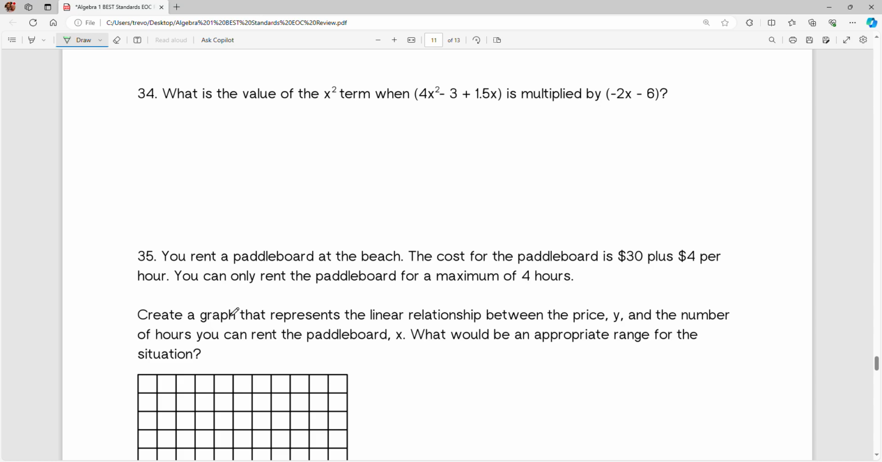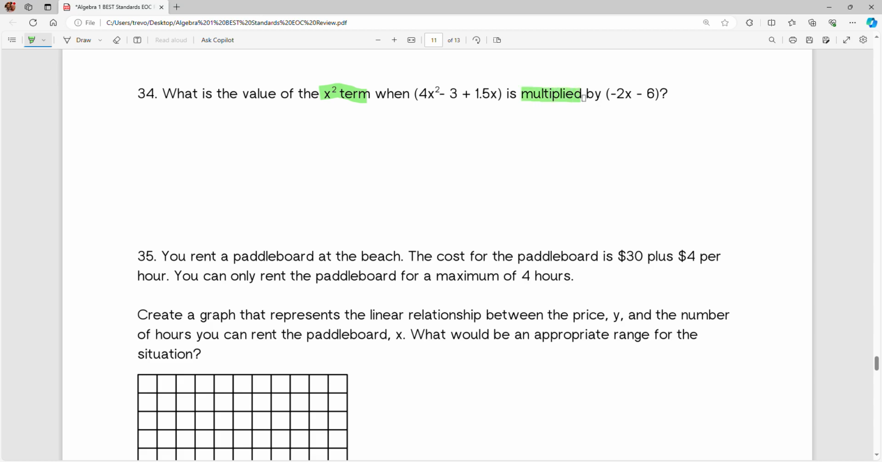Looking at page 16 of our yellow packet for your Algebra 1 BEST end of course exam using Florida's BEST standards. Number 34. What is the value of the x squared term when 4x squared minus 3 plus 1.5x is multiplied by negative 2x minus 6?